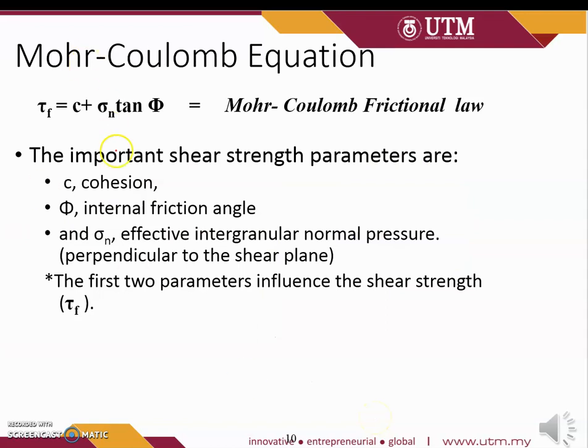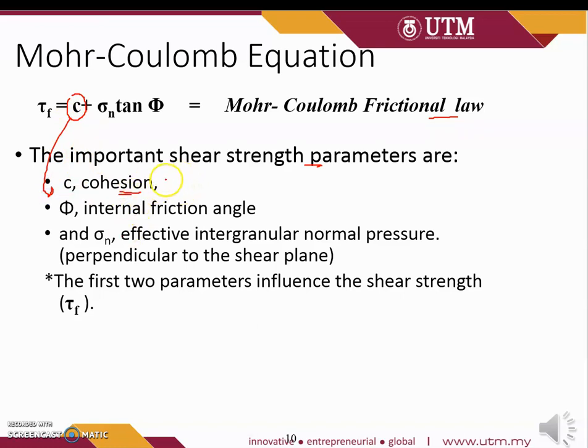So what is tau F? It comes from the Mohr-Coulomb equation. The Mohr-Coulomb frictional law usually has a few parameters. First one, as we can see here, is the cohesion parameter.